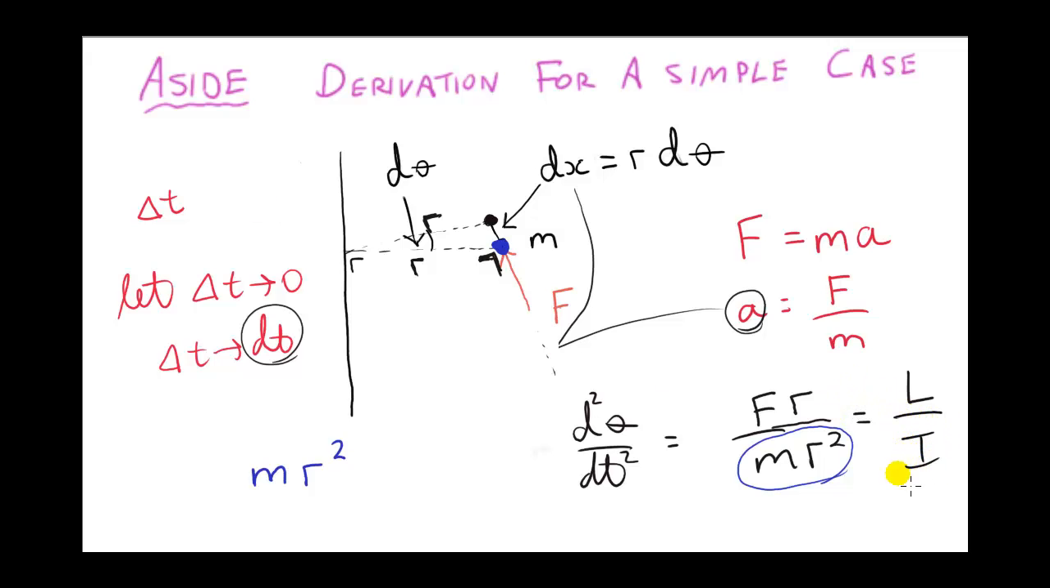The moment of inertia is denoted by I. So now you see if we multiply both sides by I, we get L equals I times the angular acceleration, d2 theta/dt2. Or we could write it as I times d omega/dt. Or indeed sometimes you'll see it written as I times alpha. Sometimes the letter alpha is used for angular acceleration.